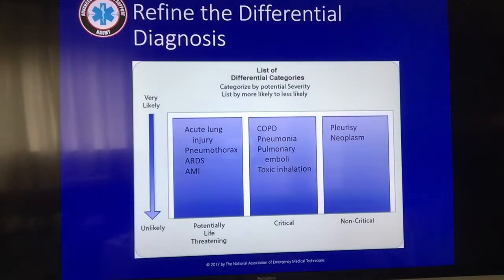So we go back to our differential treatments and we decide, well, where are we sitting on this and where do we go from here? What do you guys think is going to be our basic life support treatment? What would be our advanced life support treatment? What would be some critical care issues that we would be thinking about?